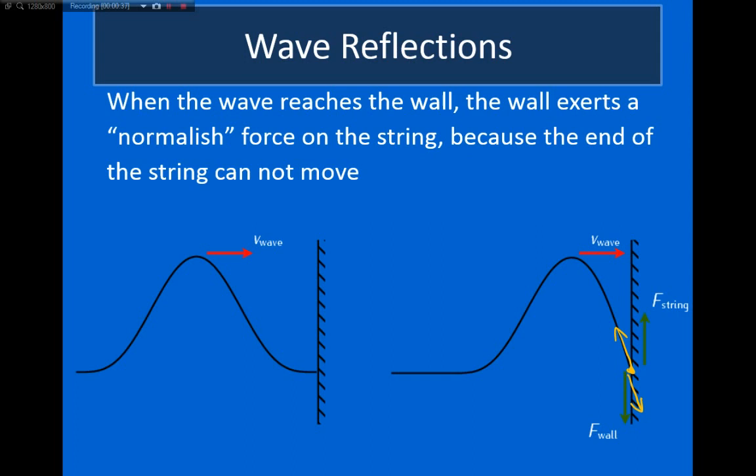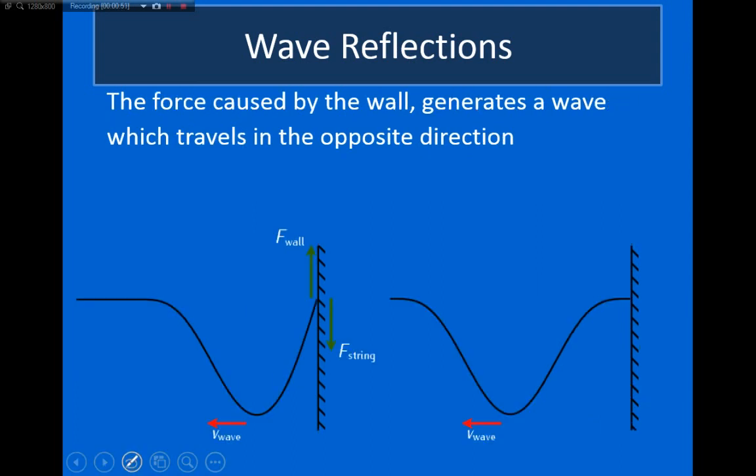Now, if we think about this, the downward force exerted by the wall should create a disturbance all of its own on the string, and that should create a wave that'll move away from the wall. And that's exactly what happens. So when we have a wave that has an initial disturbance that's upwards, when it reaches a fixed point, the wall exerts a force downwards that creates a disturbance downwards, creating a wave that moves away from the wall. So when a wave reaches a fixed point, the wave reflects off that fixed point and gets flipped upside down in the process.